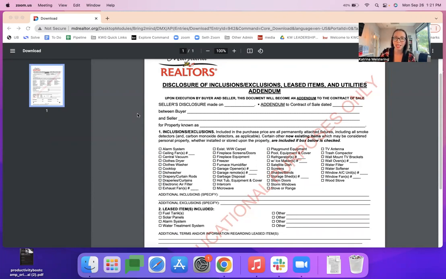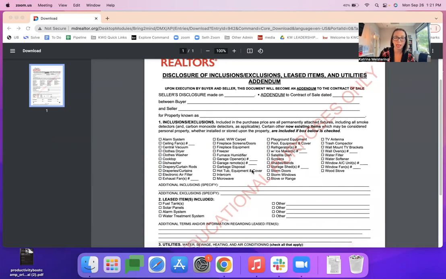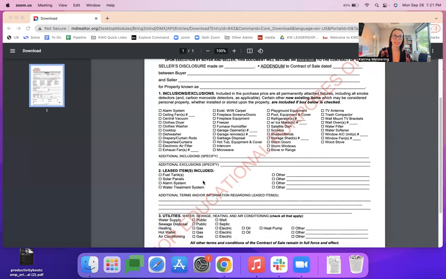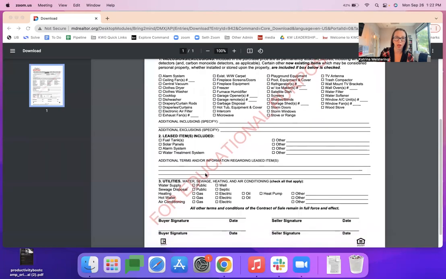If you remember, previously the inclusions, exclusions was not to be a part of the contract of sale. Now it is the opposite. So this section here, inclusions, exclusions, is now only on this form. It is no longer in the contract of sale. Leased items, again, is no longer its own form. It is now here and it is a part of the contract of sale.